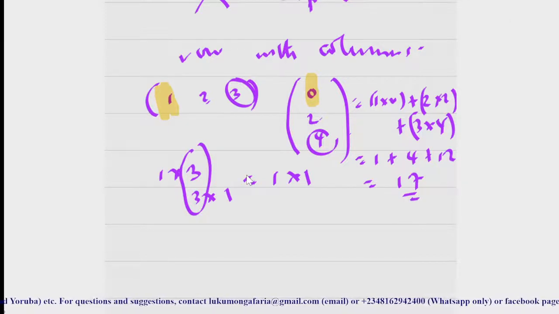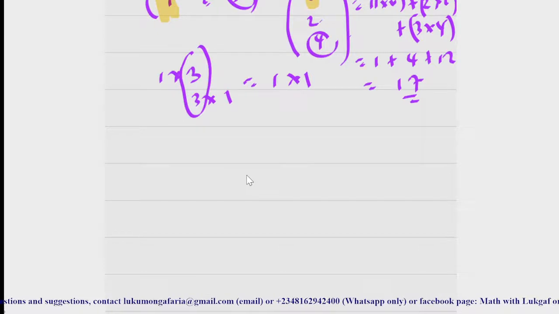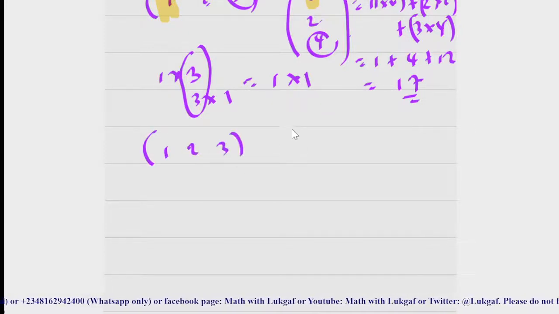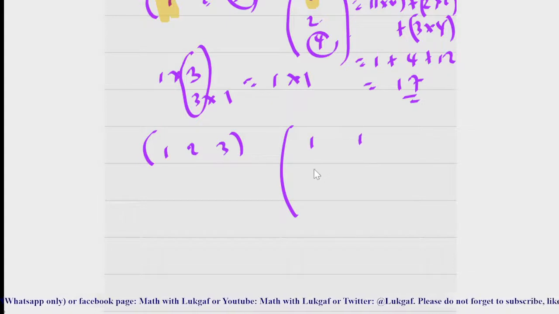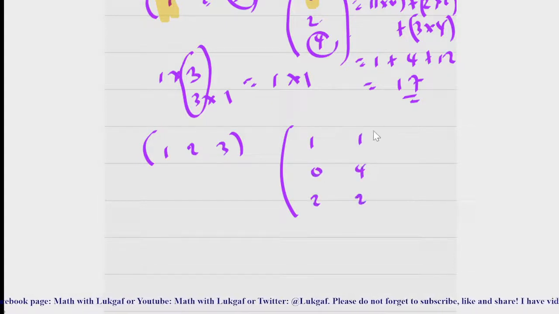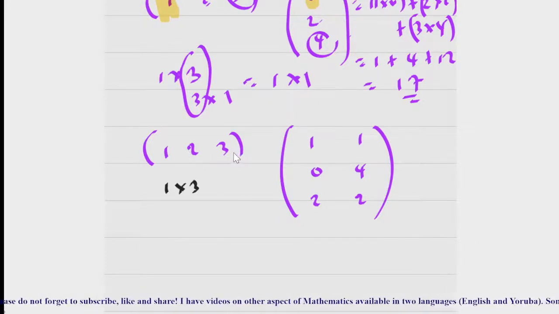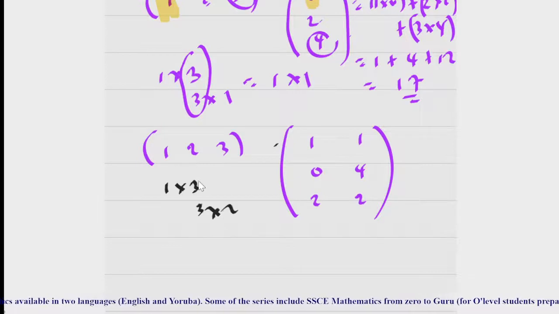Can you see it is very simple? Okay, let's see if I have two more columns. 1, 2, 3. Then I have 1, 1, 0, 4, 2, 2. First, let us check whether they are conformable. The order of the first matrix is 1 by 3. We have 1 row, 3 columns. I hope you understand now. What is the order of the second matrix? That is 3 by 2. It means they are conformable.